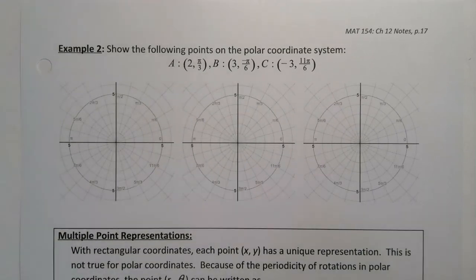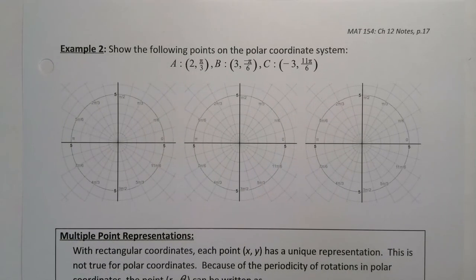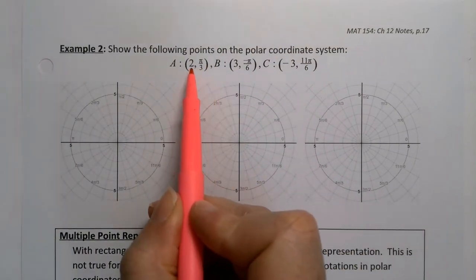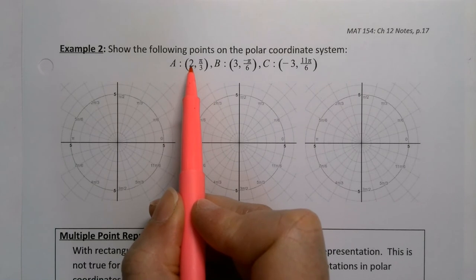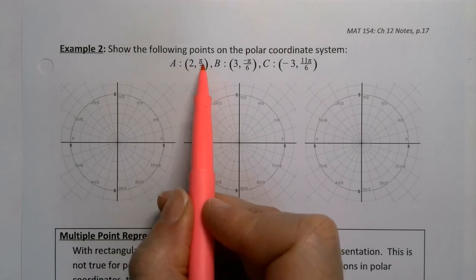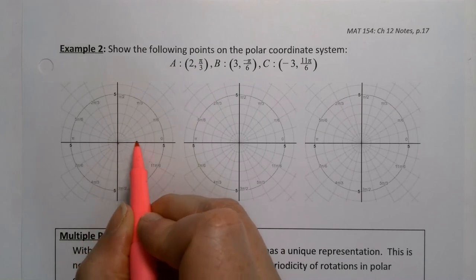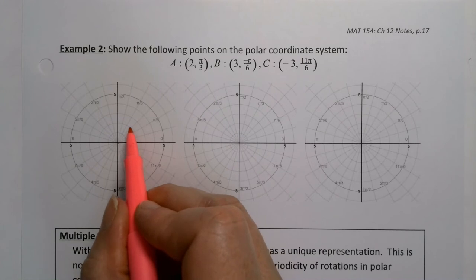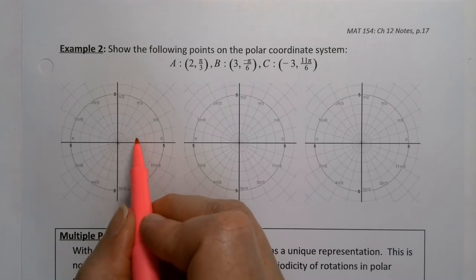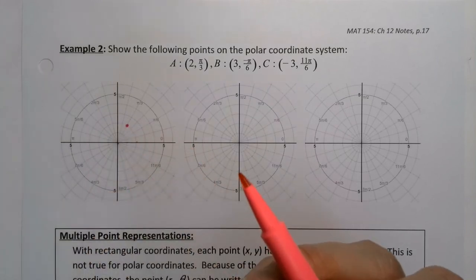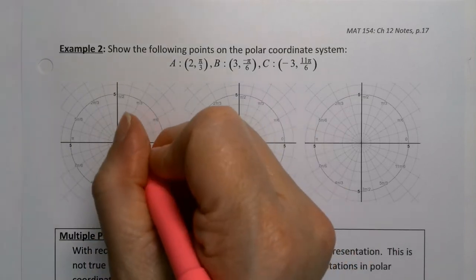Now that we've learned a little bit about graphing in the polar coordinate system, let's see if we can apply what we've learned. So I want to graph this point, which is 2 comma pi over 3. So positive 2 means I want to go out to the positive 2 ring on the positive polar axis. And then I want to sweep an angle from that axis out to pi over 3, which would mean this point right here. That is A.